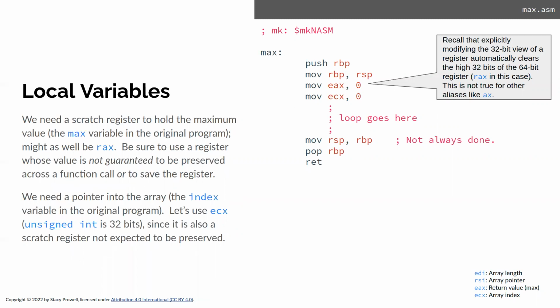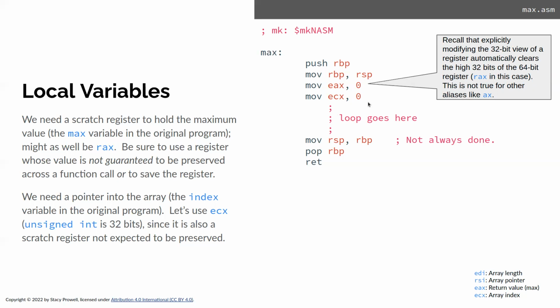Let's use RAX to hold our current maximum value. But we're talking about unsigned ints, and those are 4 bytes. So really, we just need the first 4 bytes of RAX, and we call that EAX. So we'll just use EAX as our max. And you can see up here, we put a 0 in there to initialize our current max to 0. We're going to use ECX as our index counter. And so we set it to 0. There you go. So those are our 2 local variables.